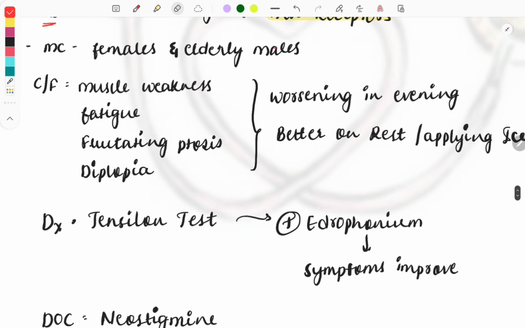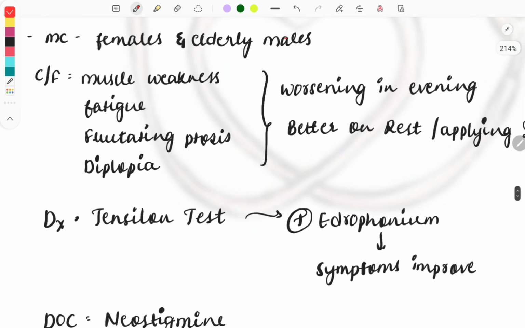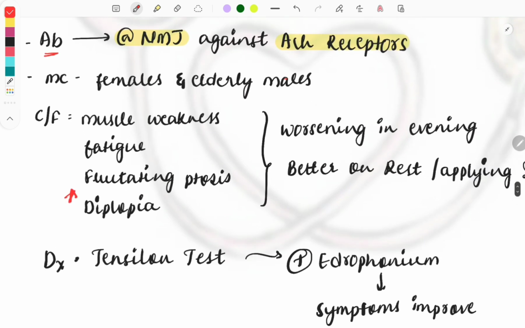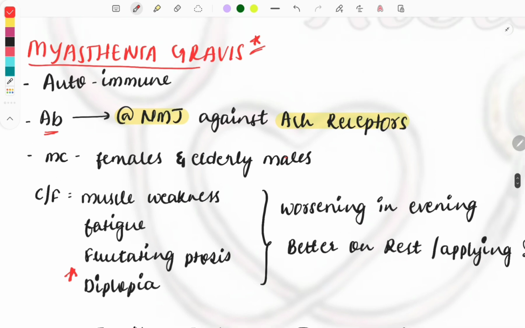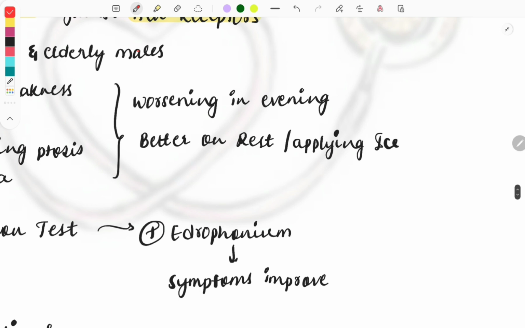And the clinical features are muscle weakness, and due to muscle weakness, the patient will experience fatigue, then fluctuating ptosis because the muscles will be affected, and then diplopia. So these are the main important clinical features which you must find in the question if the examiner is asking about myasthenia gravis. Then another hint word or a piece of cake given in the exam will be this one.